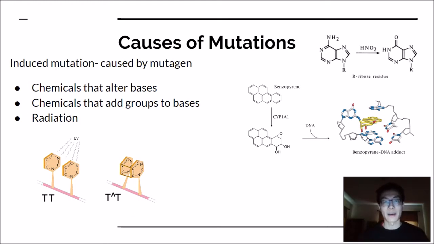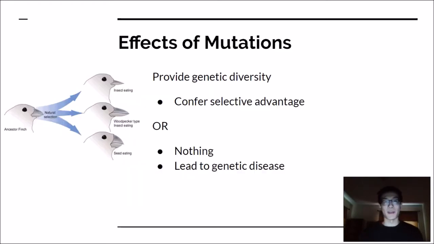In addition, you have chemicals that can add groups to bases, and you can also have a situation where radiation just slices apart different DNA strands, and that ultimately can also cause issues. So sometimes you can have mutagens that intercalate between the DNA strands and break down that base stacking interaction, and that can ultimately change the stability of the DNA and potentially cause mutations. So there you go, causes of mutations.